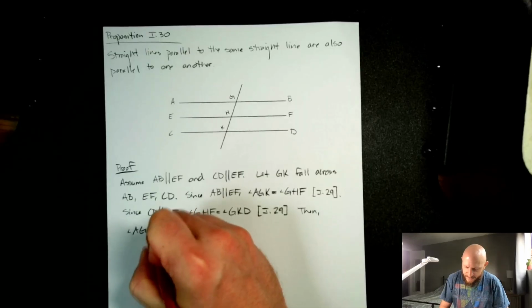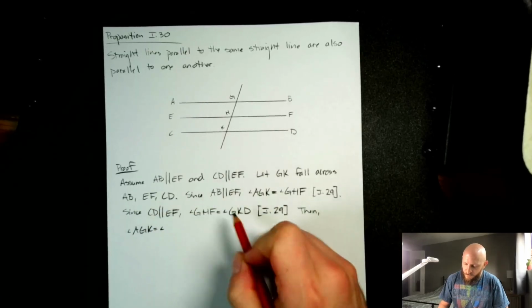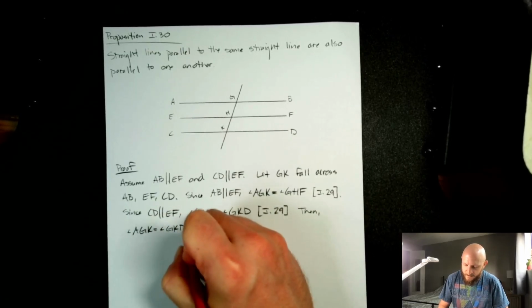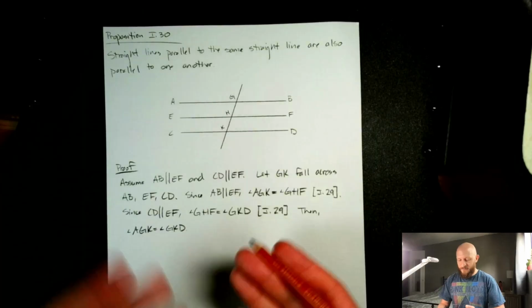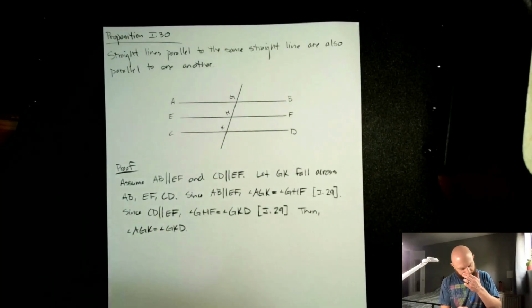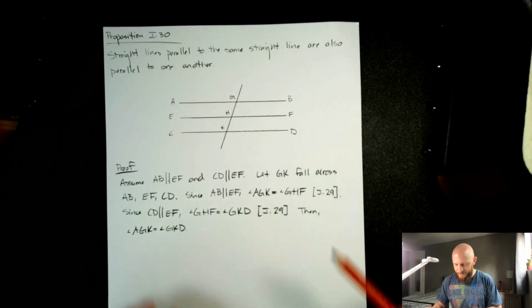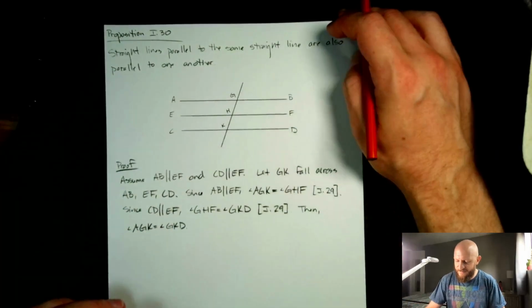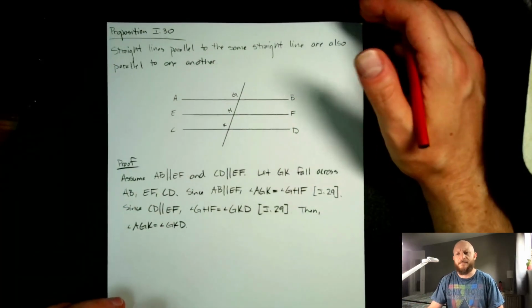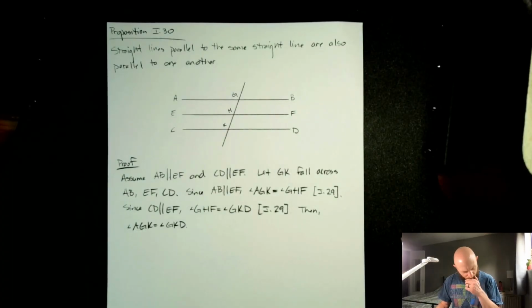Well, okay, then if AGK equals GHF and GHF equals GKD, then angle AGK equals angle GKD. And this is just a common notion because of common notion 1, and it's cited here that common notion 1 is used there. I don't know. Sometimes it's cited, sometimes it's not. Here it's cited. I'm not going to cite it.